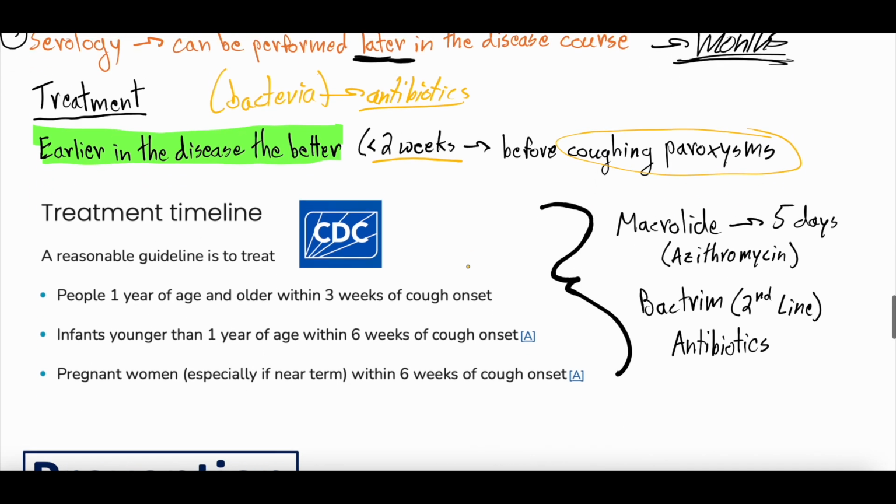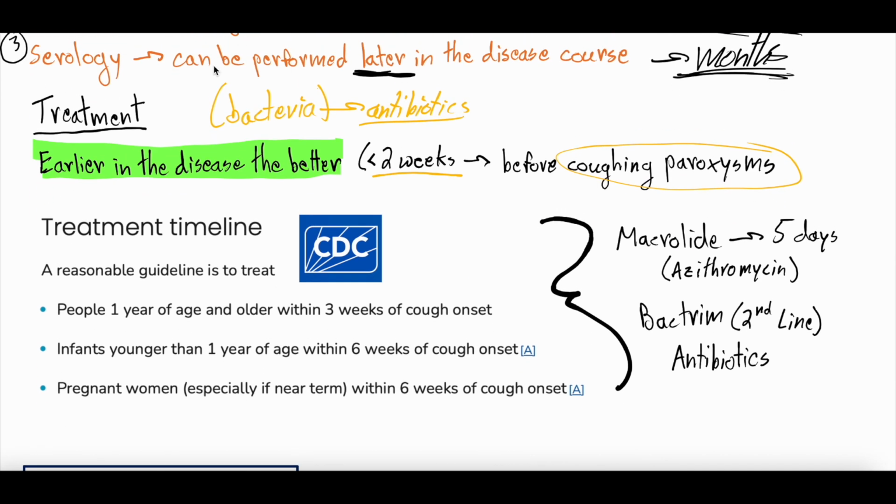Now the CDC does put some more guidance out there, right? They say that a reasonable guideline is to treat people 1 year of age or older within 3 weeks of coughing onset. All right, so most effective less than 2 weeks, but treat up to 3 weeks from when your symptoms start.